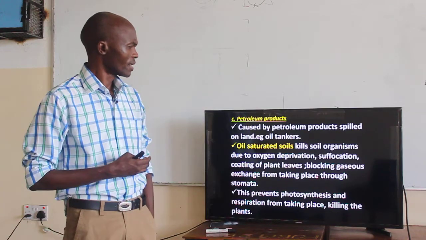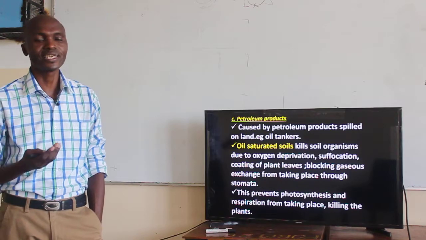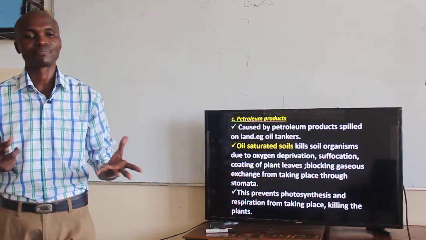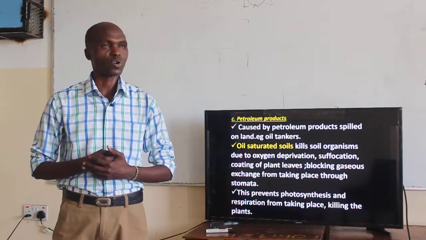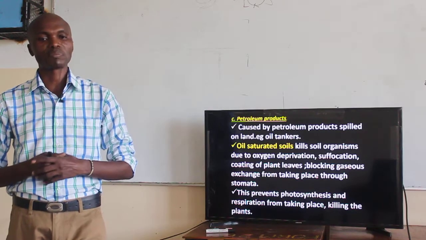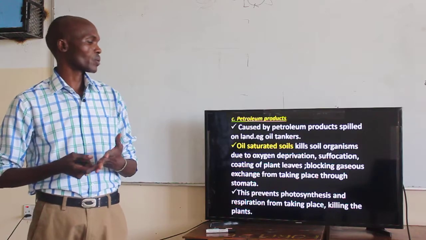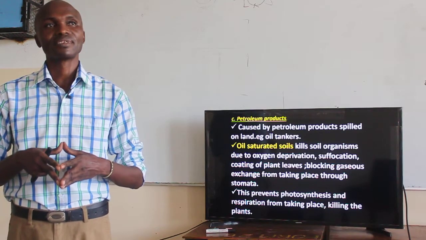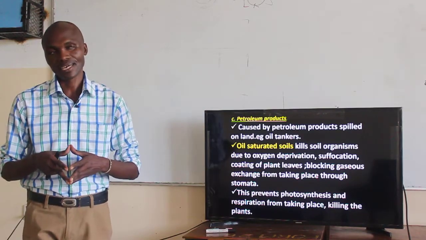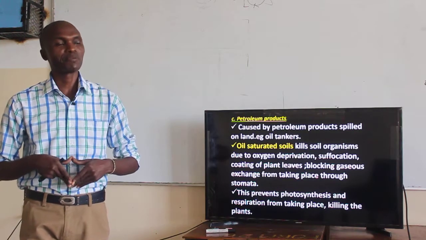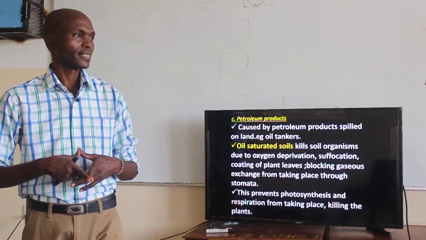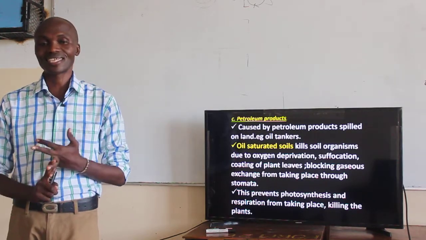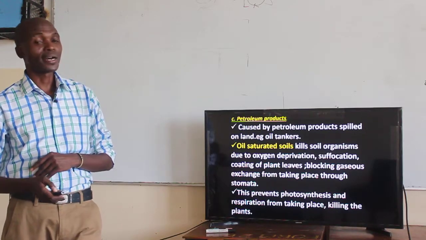This same oil can also coat the plant leaves. Now, if the plant leaves are coated with a layer of oil, that means the oil has blocked gaseous exchange from taking place, by blocking the stomata openings. And that means our plants can no longer carry out photosynthesis because they cannot take in carbon 4 oxide as a raw material for photosynthesis. At the same time, respiration is also inhibited, and this will directly kill the plant because of the inability to carry out respiration and photosynthesis. Then of course the plants will die.